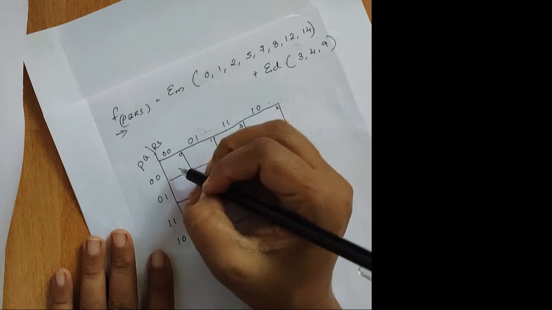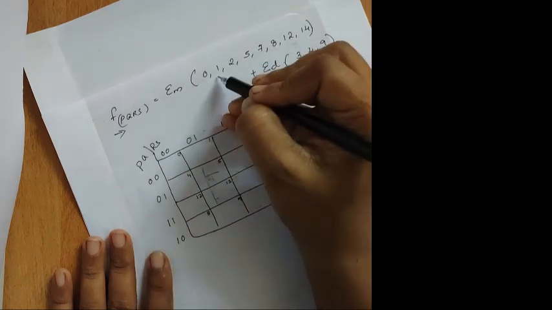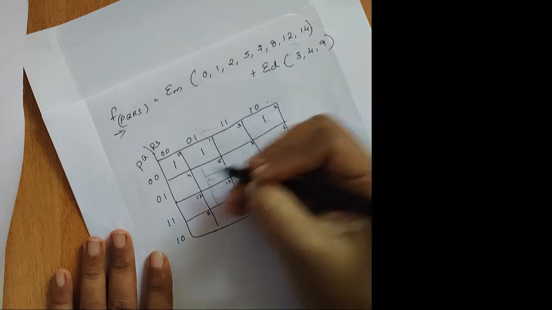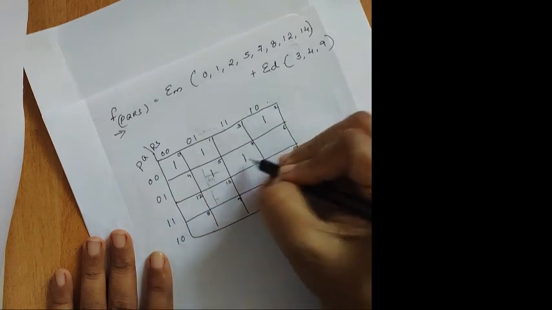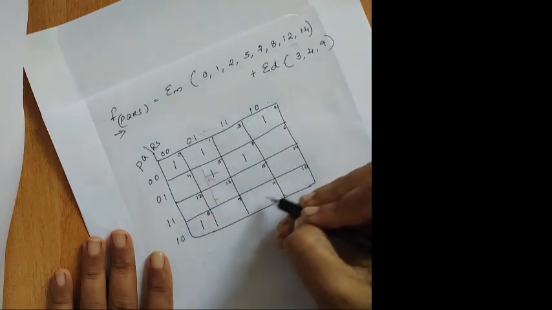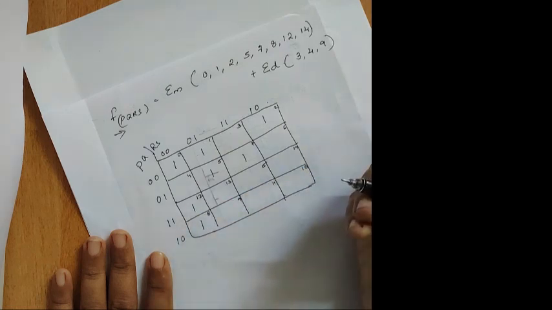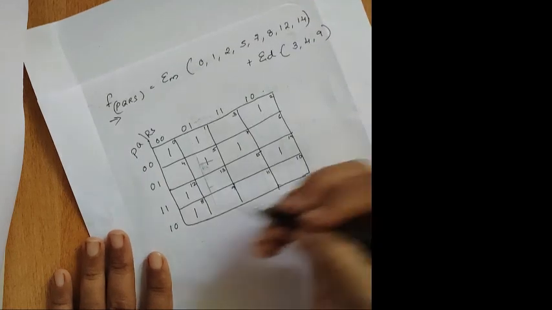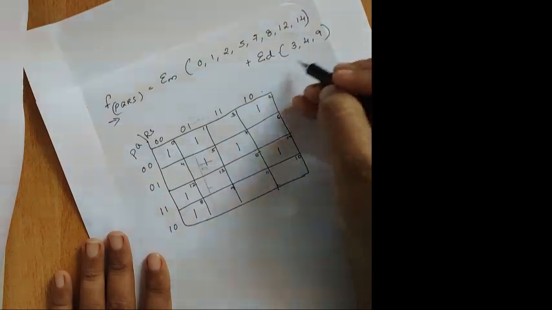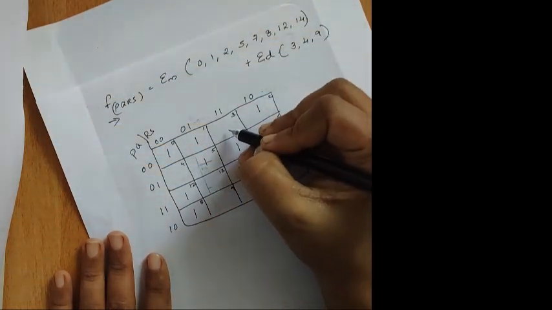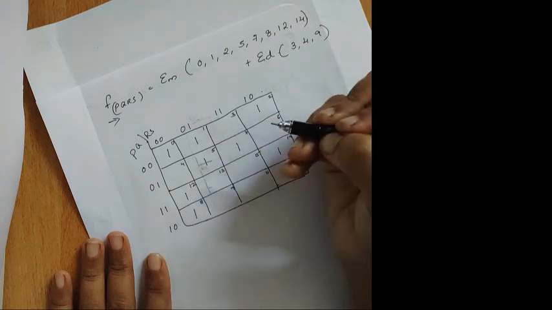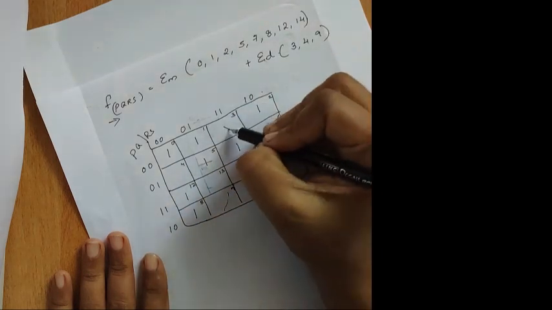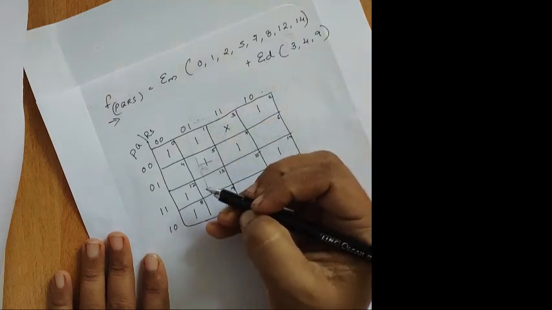Okay. Whatever data is given, you have to first write the summation of min terms: 0, 1, 2, 5, 7, 8, 12, then 14. And the min terms and the don't care terms that you're getting, sometimes in some texts it is given as D. That is also the same. You can give it as X, D, something like that. I'm giving X over here.